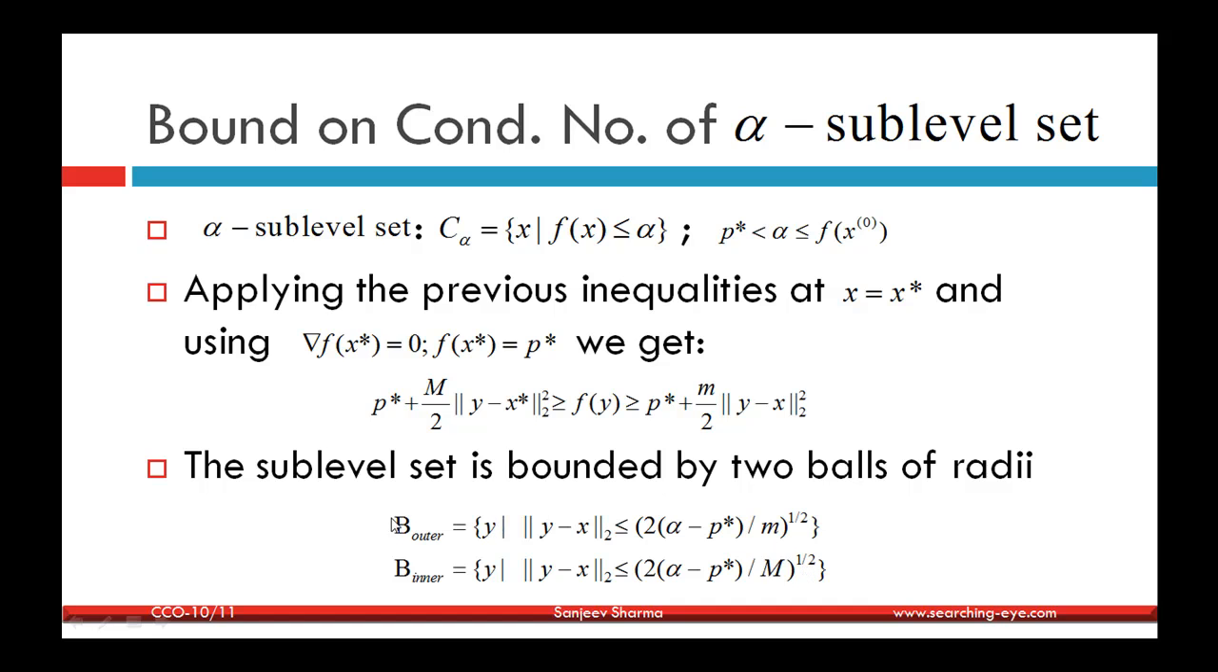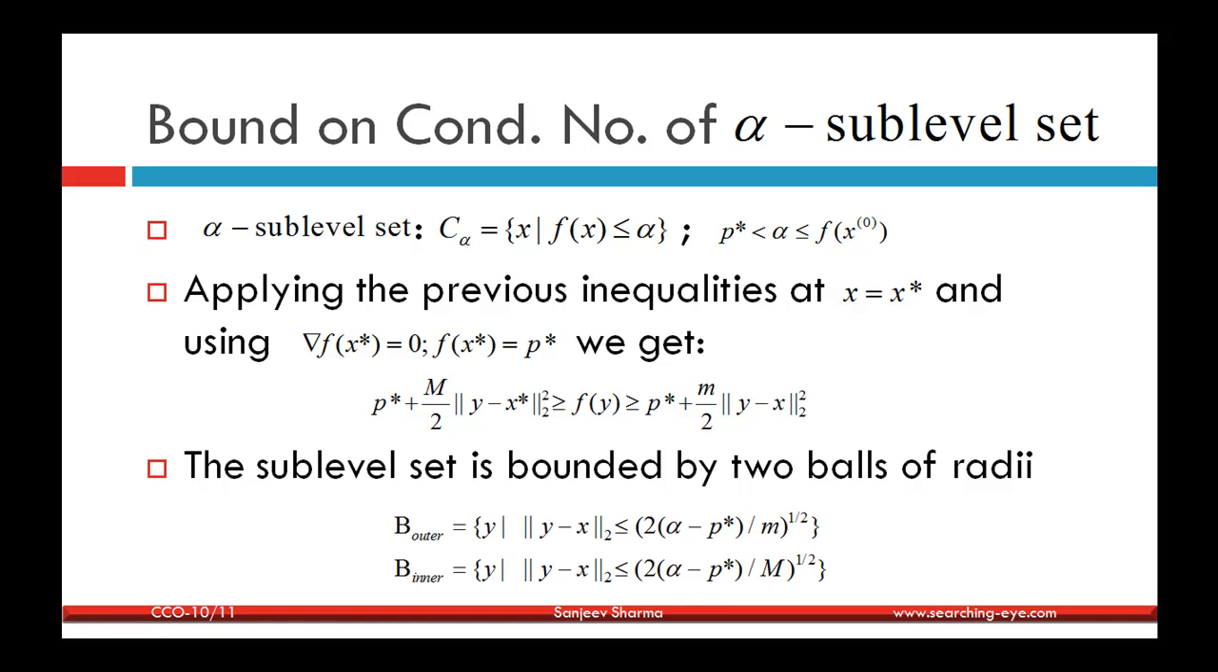So it means that the alpha sublevel set is bounded by two balls of radii twice of alpha minus p star over m to the power half and twice of alpha minus p star over capital M to the power half. So this ball is an outer ball and this ball is an inner ball, and the alpha sublevel set lies between these two balls, and these are the radii of these two balls.